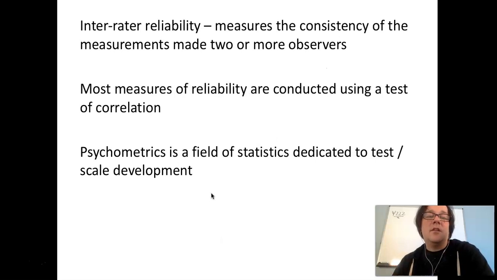Okay, one other that we'll talk about deals with inter-rater reliability. Inter-rater reliability we use often when we're doing observational types of measurements. Inter-rater reliability measures the consistency of a measurement made by two or more observers. So again, it's typically used when we're doing observational research. You want more than just one person measuring a behavior, because we can interpret things in different ways.